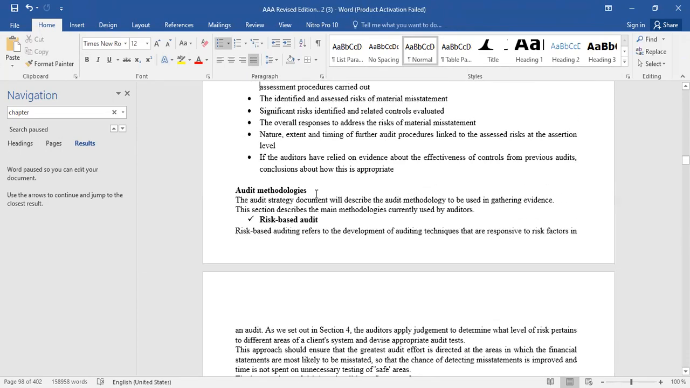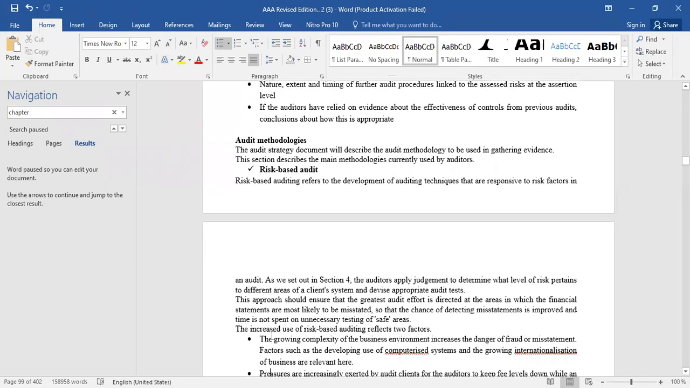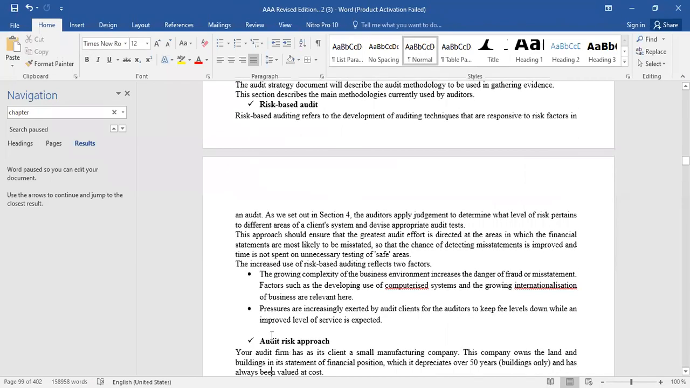Methodology, risk-based audit. So audit methodologies are the approaches that you can use when you're doing an audit. So one of them is called risk-based audit, meaning that you are auditing while focusing on the most risky areas. It refers to development of audit techniques that are responsive to risk factors of an audit. So when you're performing an audit, you focus on risk areas or risk factors. That is what we call risk-based audit.